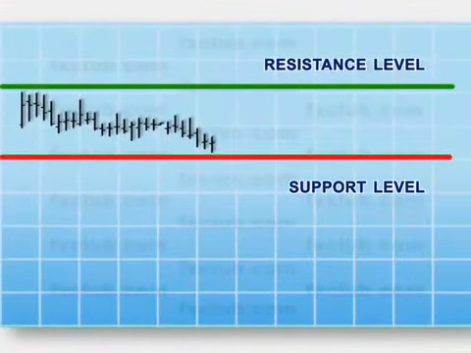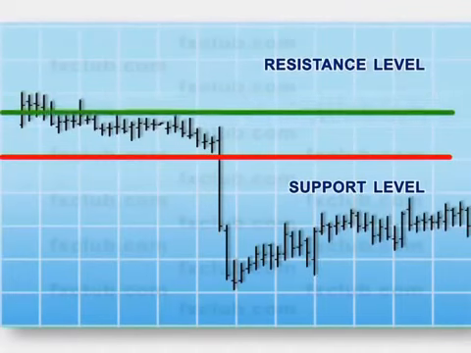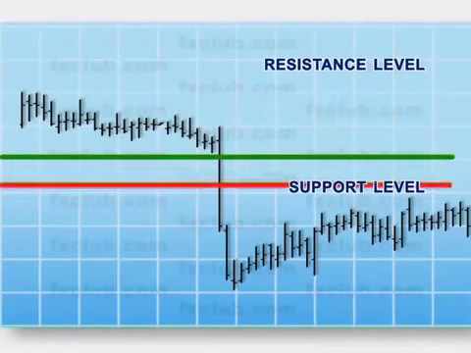If price had broken out on the support level, the chart would be a mirror image, and the former support would turn into a resistance level, just like that.